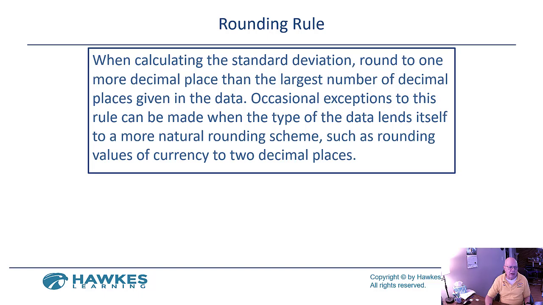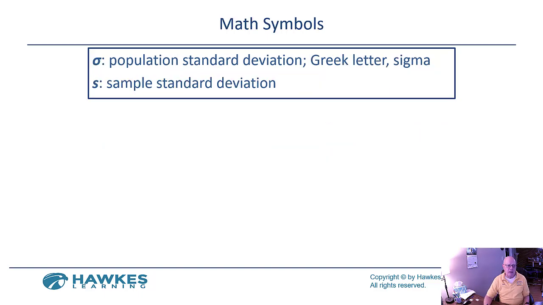Again, when calculating that standard deviation, what should you report? One more decimal place than what you've got in your data. Look at your data. How many decimal places? The largest number of decimal places. Add 1 to that. That's what you're going to report for your standard deviation, variance, or whatever it is.